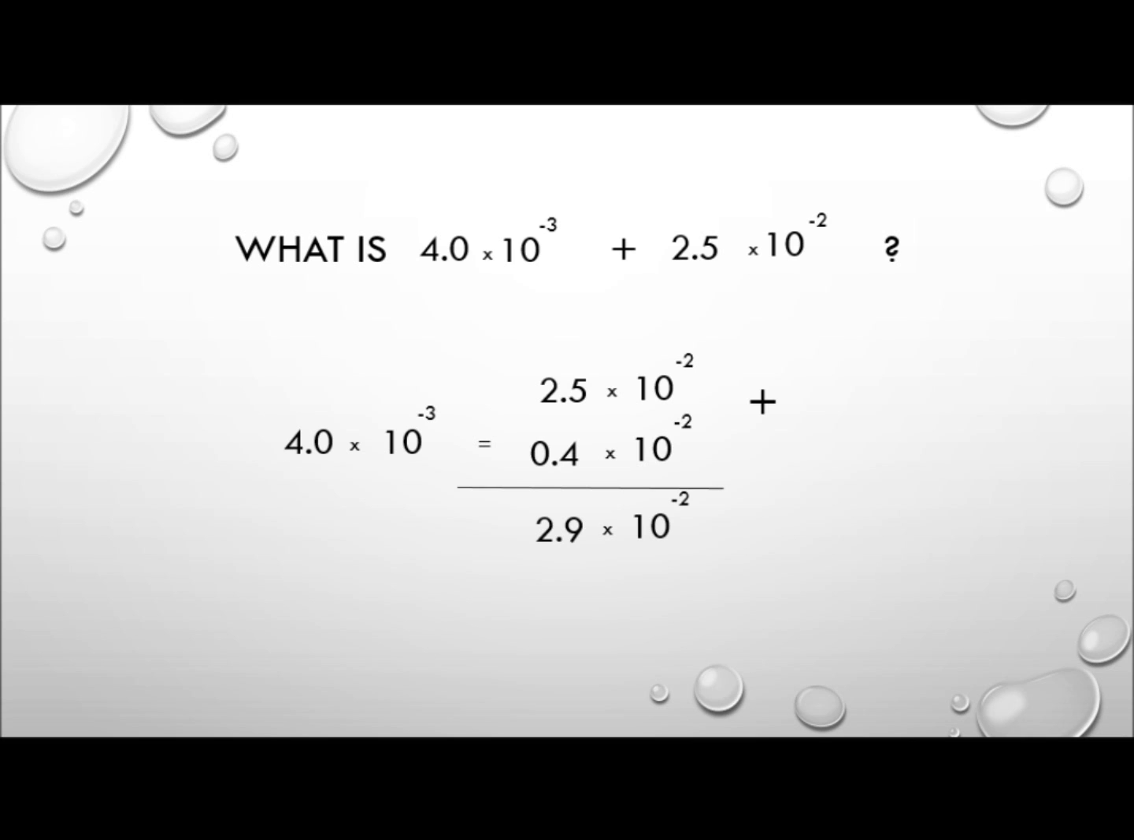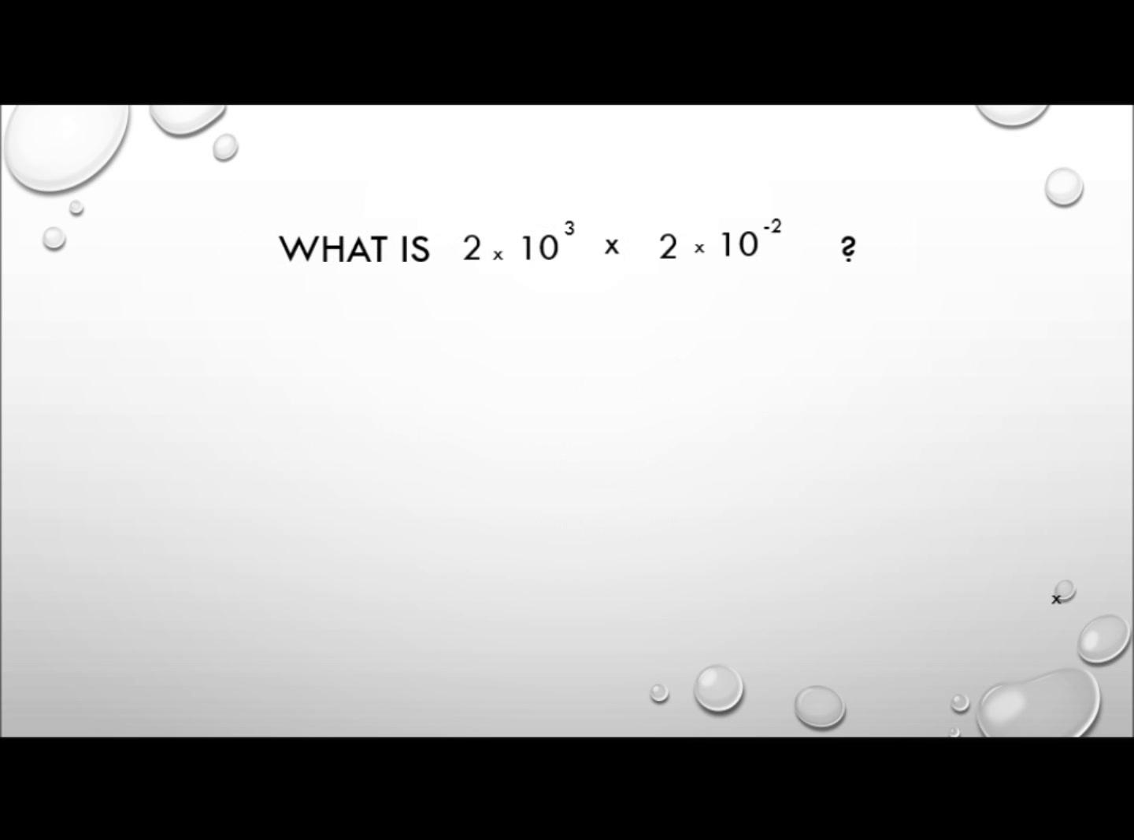Well, to do that, the first thing we need to do is make sure the indices are the same. So 4.0 times 10 to the power negative 3 can be converted to 0.4 times 10 to the power negative 2, simply by moving the decimal point one place to the left and adding 1 to the index. Now that the indices are the same, we can just add the coefficients. So 2.5 plus 0.4 is 2.9. So 4.0 times 10 to the power negative 3 plus 2.5 times 10 to the negative 2 is 2.9 times 10 to the power negative 2.